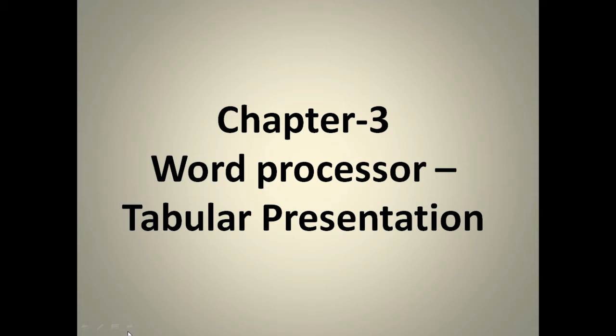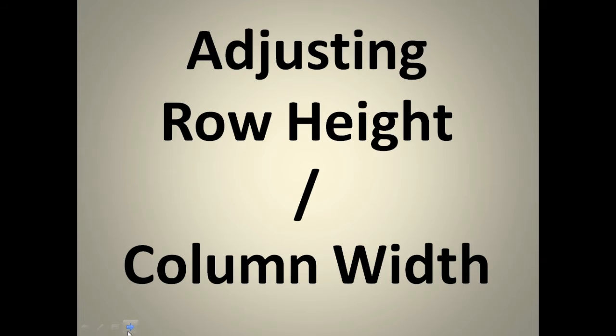So children, today we are going to continue this chapter with some different topics. Our topic is adjusting row height or column width. Today we are going to learn how we can increase or decrease the height of the row, as well as how we can increase or decrease the width of our columns. See here how I am doing it and what changes you can see on the table of Microsoft Word.